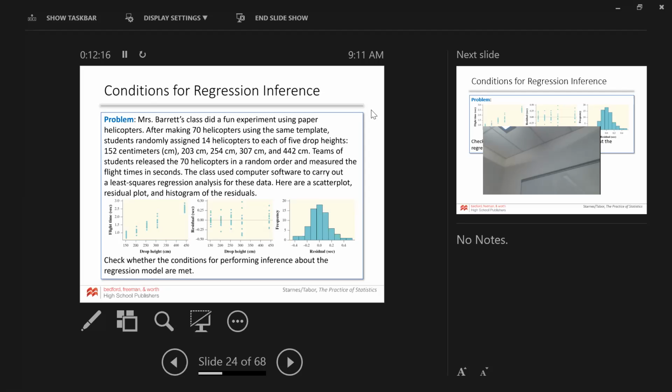Randy assigned 14 helicopters to 5 drop heights. Those 5 drop heights are getting increasingly larger. Teams of students released 70 helicopters in random order. How long till it landed? You get a scatter plot, a residual plot, and histogram. So what's happening? Well, pretty clearly, it's going to hit the ground sooner if you drop it from a lower height. Not all the time. Sometimes these will overlap with the next one over.